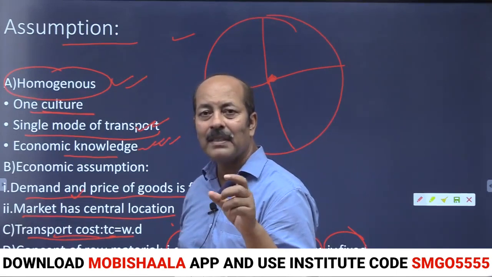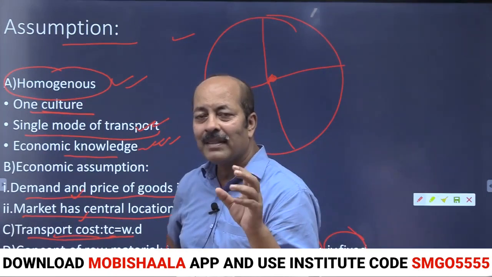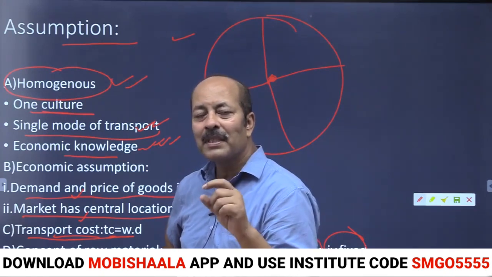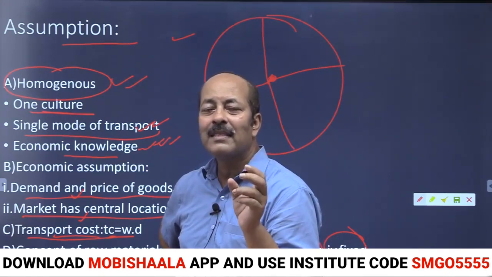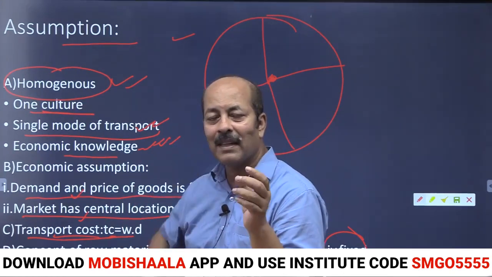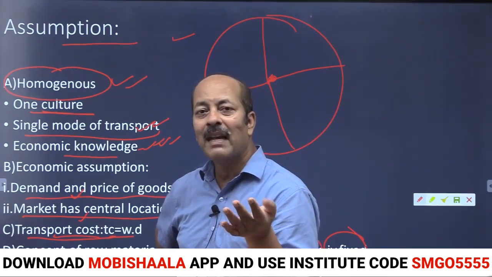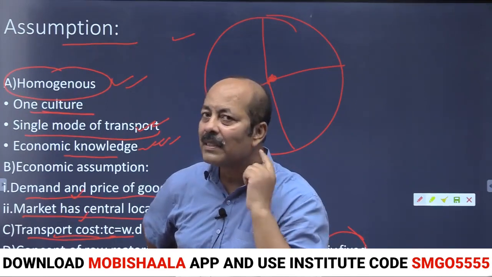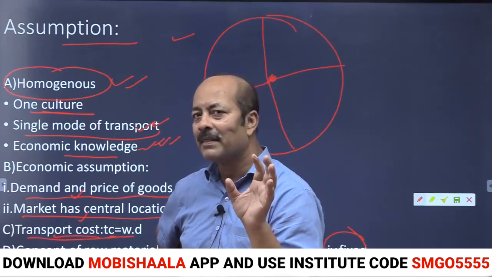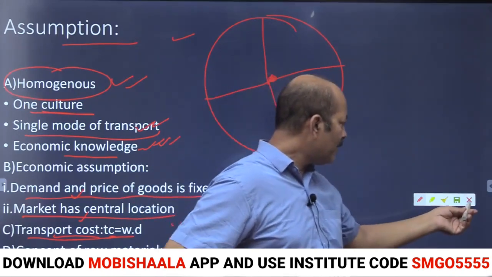The demand and price are the fixed ones. In transport, the transport cost is proportional to the distance and the weight of raw material. And finally, we have the great concept about raw material: weight gaining, weight losing, gross raw material, and fixed raw material. The last one is ubiquitous raw material. Ubiquitous means the raw material is available in every area. So these are the assumptions given by Weber.